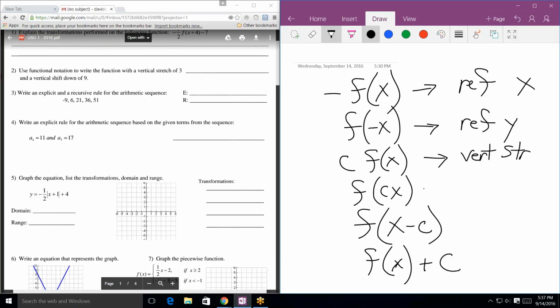Okay? What's this one? Yeah, and oddly enough, it goes the other way here. In other words, if c is greater than 1, it's a shrink, a horizontal shrink. And if c is between 0 and 1, it's a stretch. Okay?